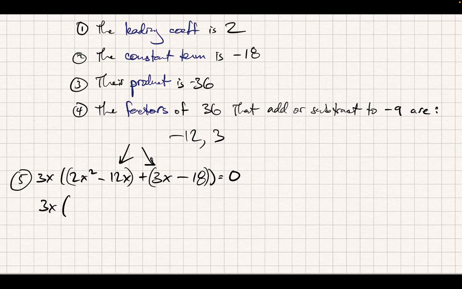What do I do with this first group? 2x squared minus 12x. That's what I have for my group. What do I do with that group? 2x comes out, leaving x minus 6. Yep, and then the second group.